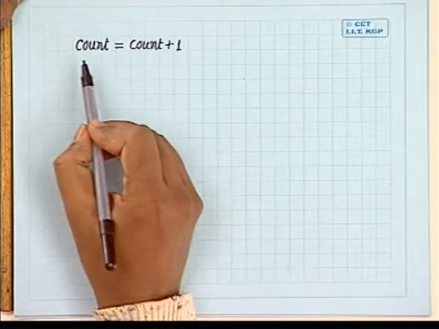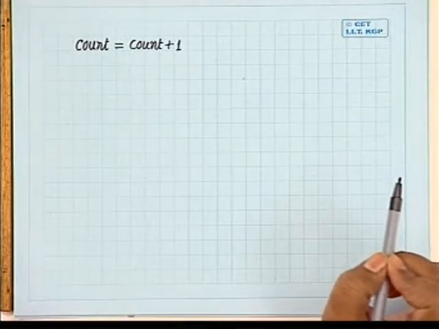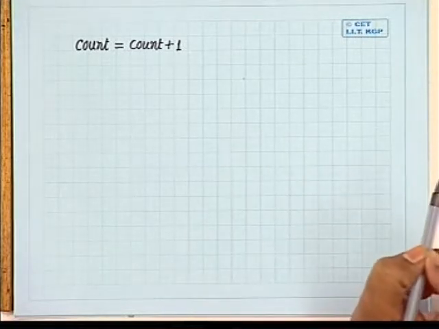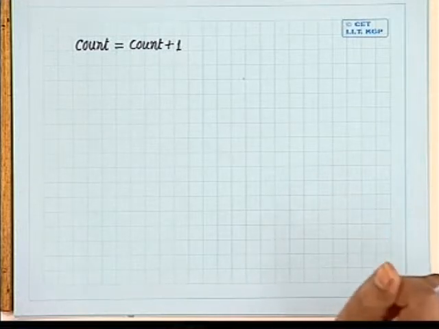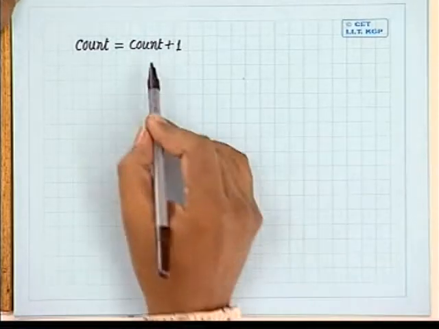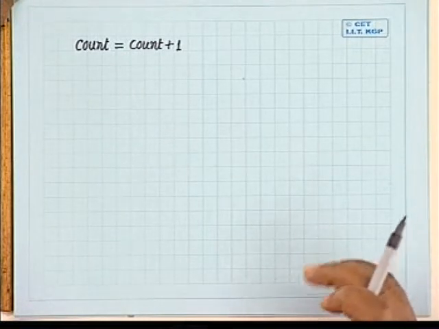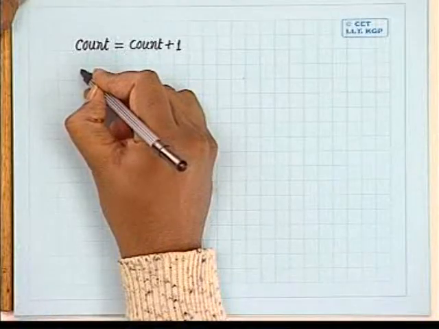And what is count? Count is nothing but a memory location, some location in the memory which is assigned to variable count. Whatever is the content of that memory location is the value of count. So when count is to be incremented, the assembly language instructions which will be executed will be something like this.